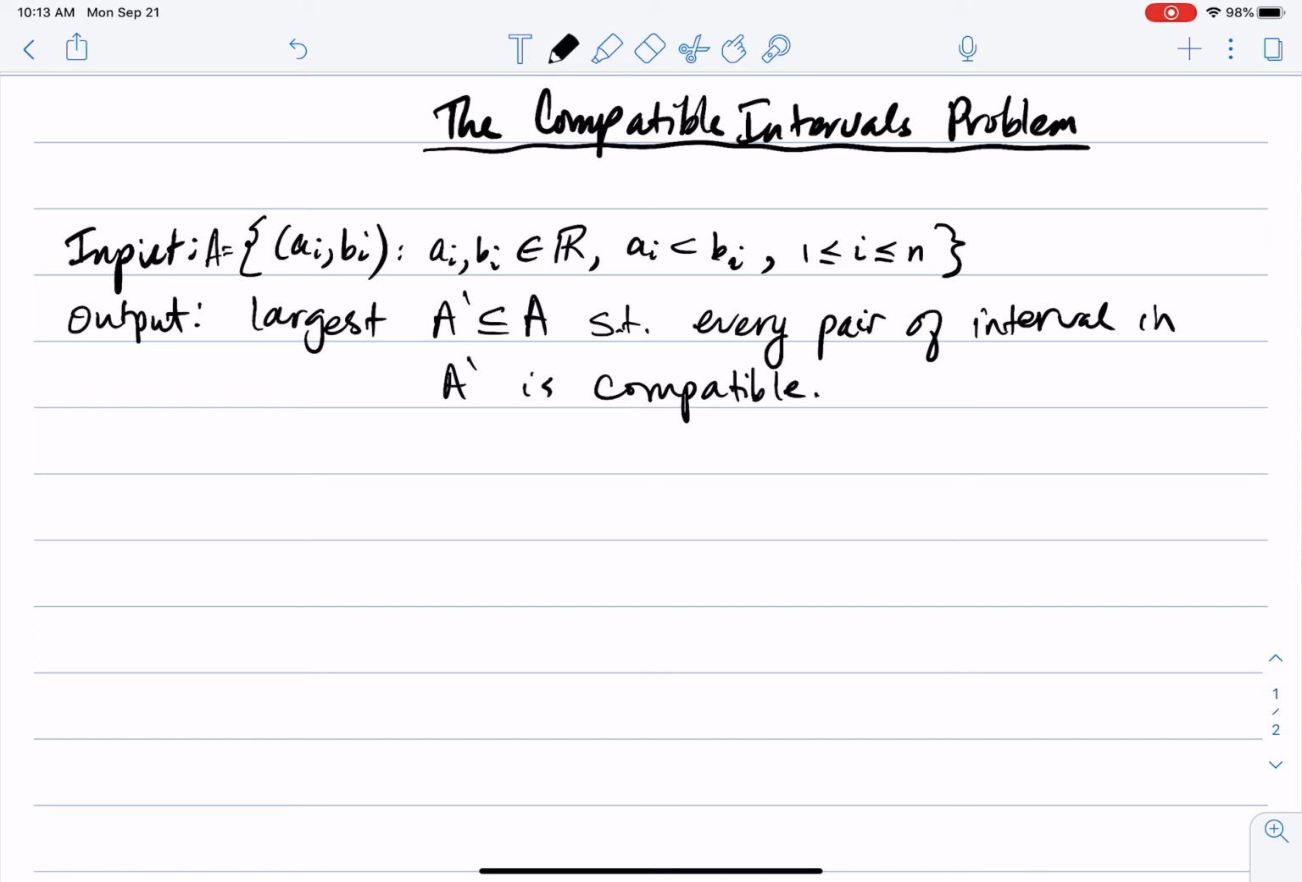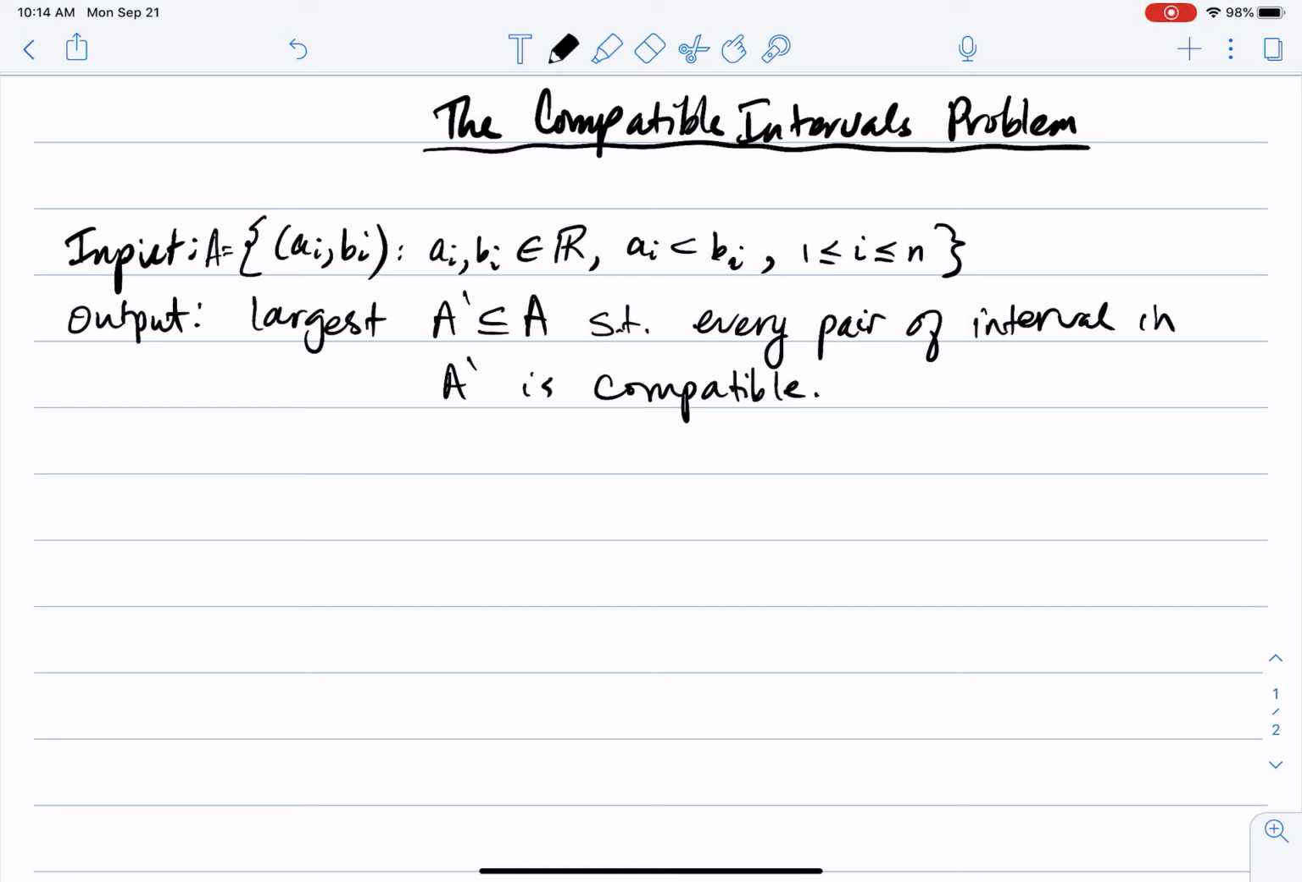So if (a1, b1) and (a2, b2) are on the real line, b1 should be smaller than a2, or b2 should be smaller than a1. This is what it means for them to be compatible. For this problem, we talked about several greedy algorithms. One of them was to sort the n jobs by non-decreasing order of their start times, the a_i's.